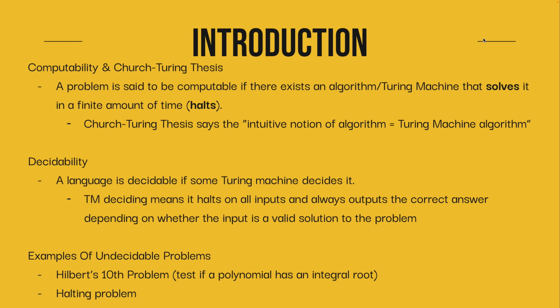And then here's some introduction about computability and decidability. A problem is said to be computable if there exists an algorithm or a Turing machine that solves it in a finite amount of time. Essentially, it halts. And as for decidability, a language is decidable if some Turing machine decides it. A Turing machine deciding means it halts on all inputs and always outputs the correct answer depending on whether the input is a valid solution to the problem. Some examples of undecidable problems are Hilbert's 10th problem and the halting problem, both of which we've talked about in class.